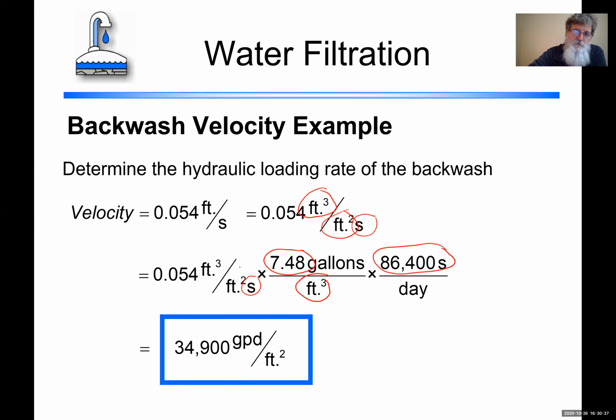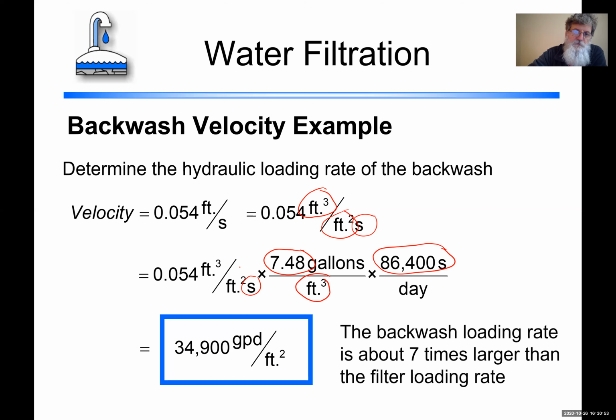So that's probably another simple calculation you'd have to make. You'll get to practice in a homework and maybe also on the exam. So now we have the backwash velocity, and we have the hydraulic loading rate. Now you might remember from the previous notes, that's about seven times larger than the regular filter loading rate. So the amount of water that was going through the filter in regular operation, it's about 7 times as much coming through in the backwash.